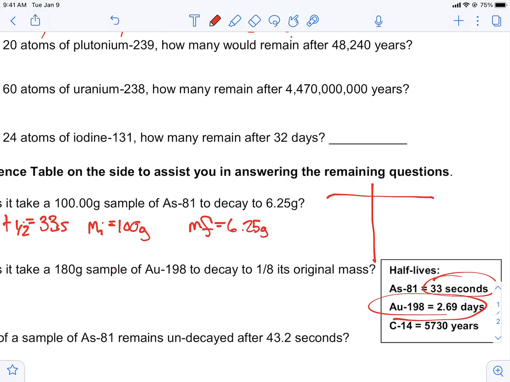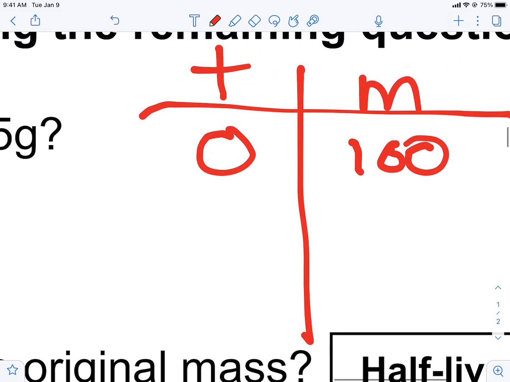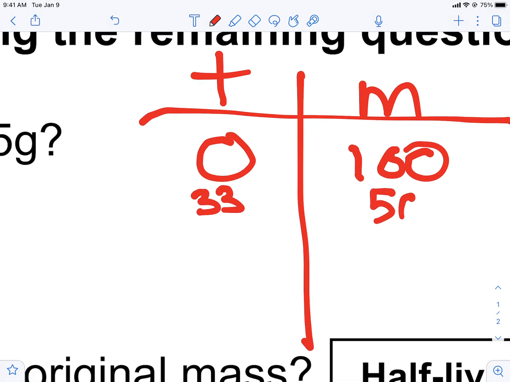You can always just do these on the second page where you got extra space, but I'm just going to do it here. So again, time, mass. Time starts at 0. Mass will start at whatever our initial mass is, which is 100 grams. Okay. Now, 33 seconds is our half-life. We're trying to get down to 6.25 grams. 33 seconds pass, and we get down to 50. Another 33 seconds pass, which would get us to 66. We're now down to 25 grams.